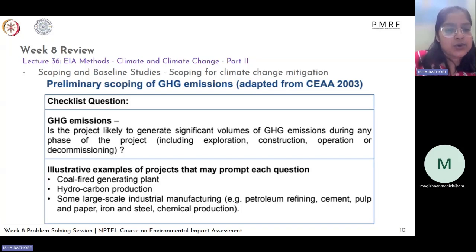This is especially true for projects like a coal-fired generating plant, a hydrocarbon production plant, or some large-scale industrial manufacturing setup, like a potential petroleum refining system, cement-based development, pulp and paper development, an iron and steel industry related proposal, or a chemical production related proposal. These kinds of projects are more likely to raise this question. You need to ask whether it is going to lead to the generation of greenhouse gas emissions at any stage of the proposal or project development. Based on that, you can then decide further mitigation measures and adaptation.